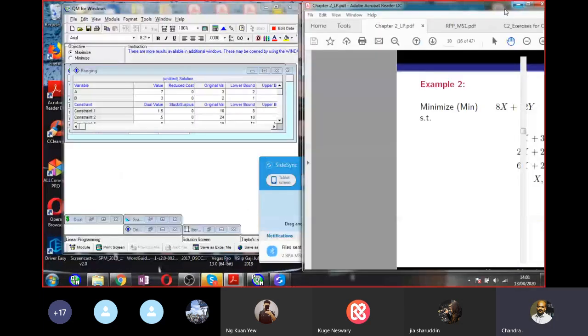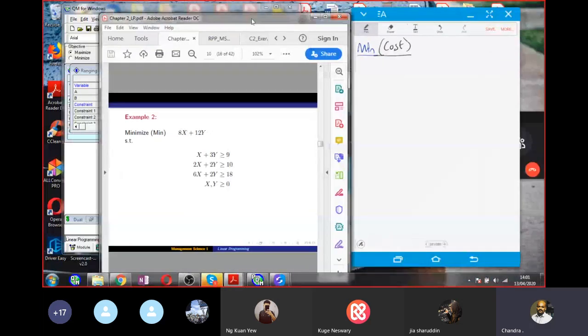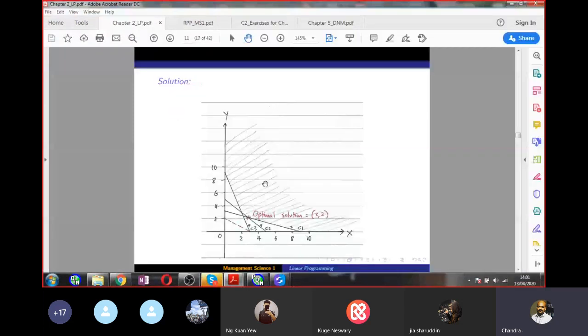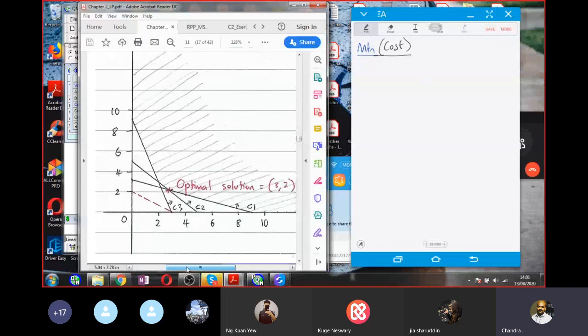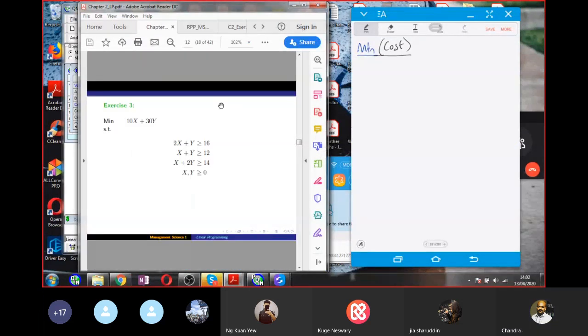In this example, our binding constraints, if we draw this, we have drawn this. In the class, we have done this exercise. If we draw this, you see the optimal solution. This optimal solution happens in between C1 and C2. So C1, C2 would be our binding constraints. Okay, C1, C2 is our binding constraint. So let me write the C1, C2.